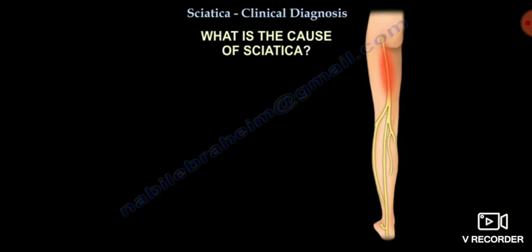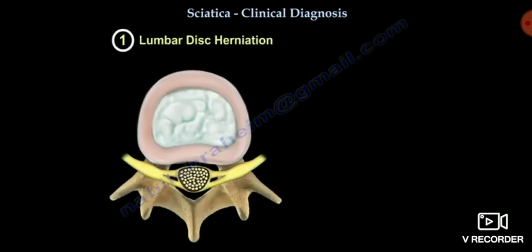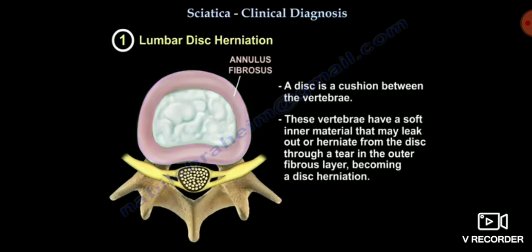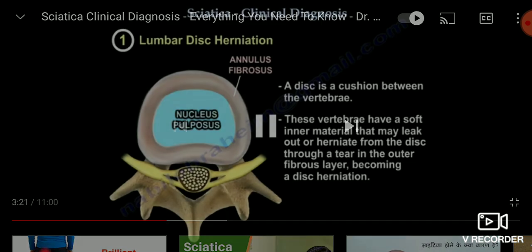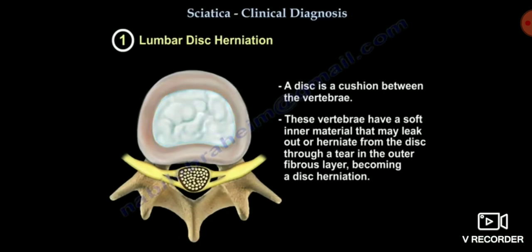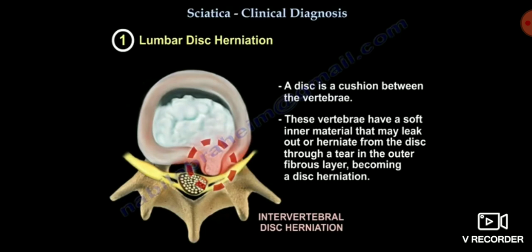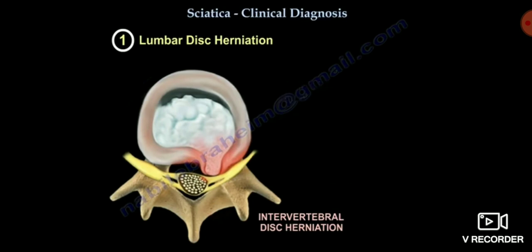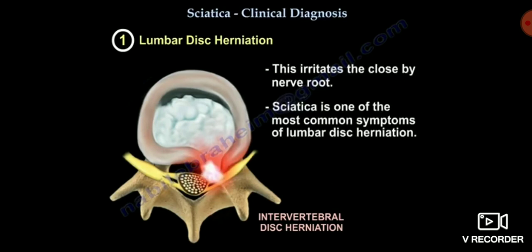What is the cause of sciatica? Number 1, lumbar disc herniation. A disc is a cushion between the vertebrae, and it has a soft inner material, and when this material leaks out or herniates through a tear in the outer, stronger fibrous layer, that becomes a disc herniation. This irritates the nearby nerve root. Sciatica is one of the most common symptoms of lumbar disc herniation.